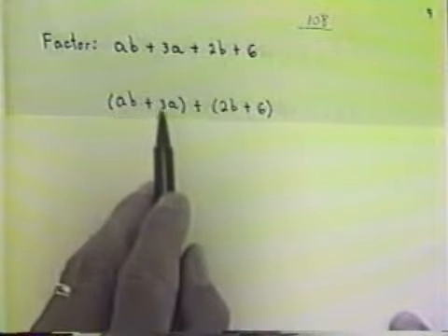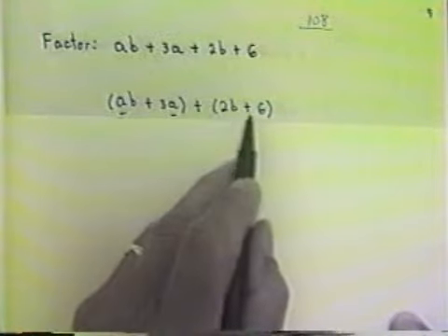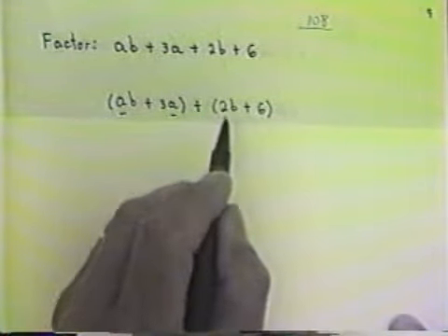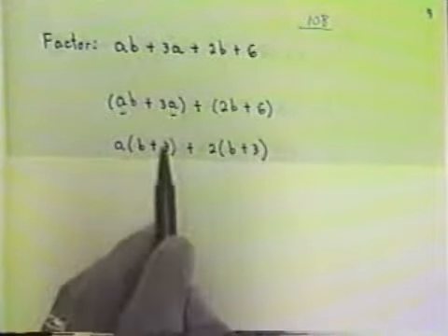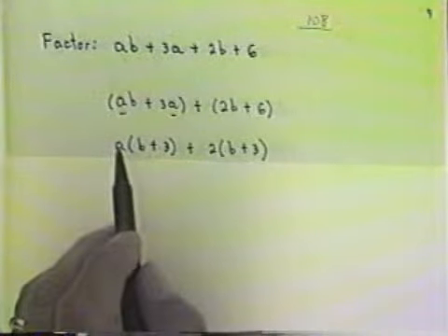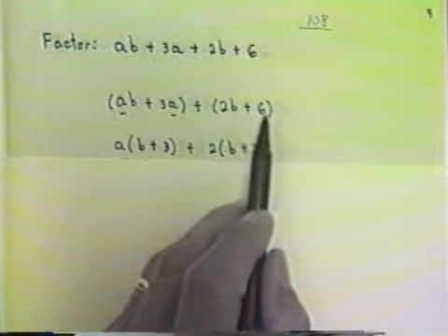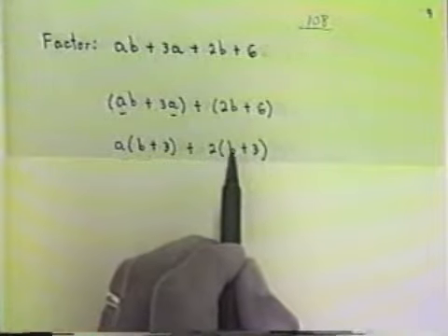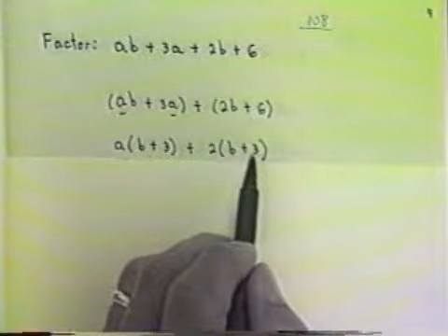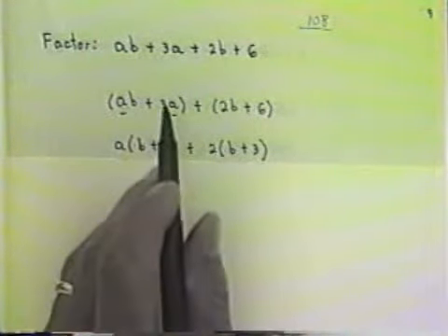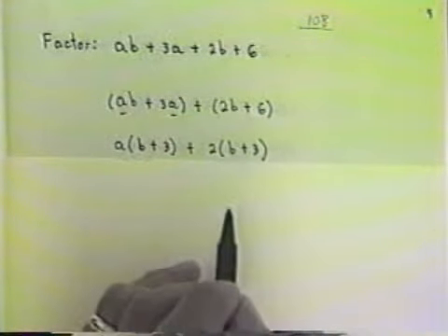Now notice ab plus 3a has a common factor of a. 2b plus 6 has a common factor of 2. So I can factor a from the first pair to get a times b plus 3. A into ab is b, a into 3a is 3. I can factor 2 from the second pair to get 2 times b plus 3. 2 will go into 2b, b, 2 will go into 6, 3. So I remove the common factor of a from the first pair, and I remove the common factor of 2 from the second pair.